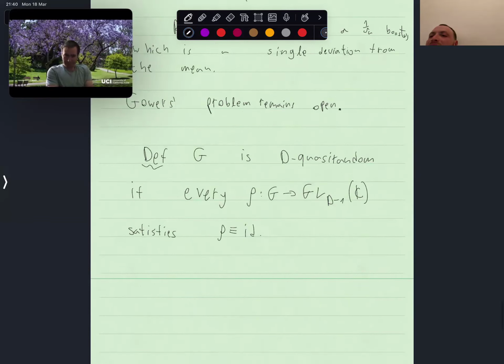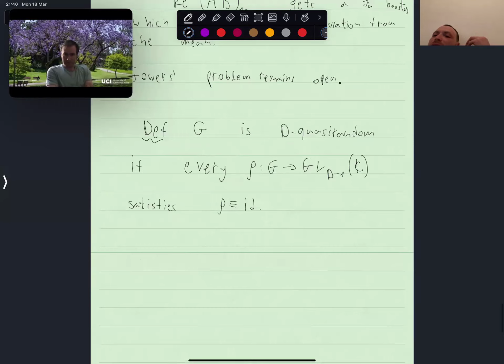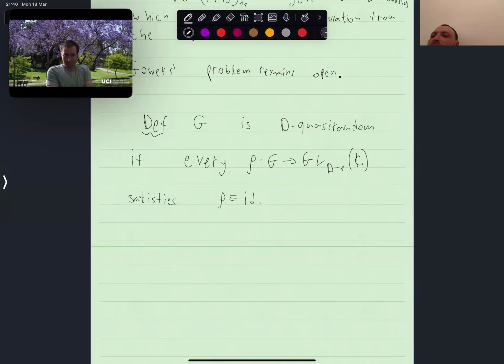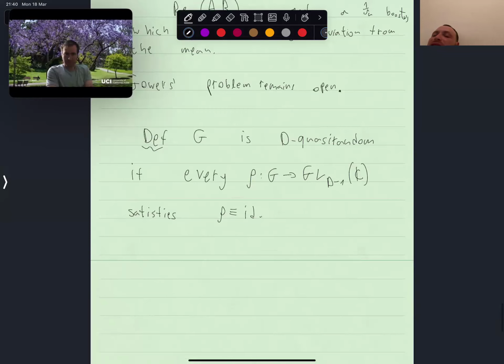It means that for every representation of dimension at most D minus 1, the group acts trivially on all the elements in the space that you acted upon. Yeah, so this is for every homomorphism. Basically, this notion is about being very non-abelian, because abelian groups have representations of dimension 1, and here a group is quasi-random if it has no small dimensional representations.